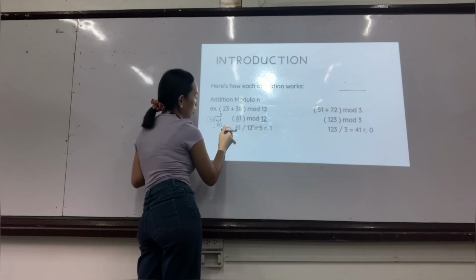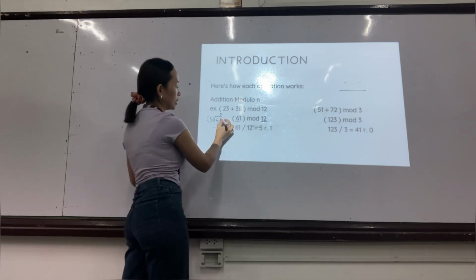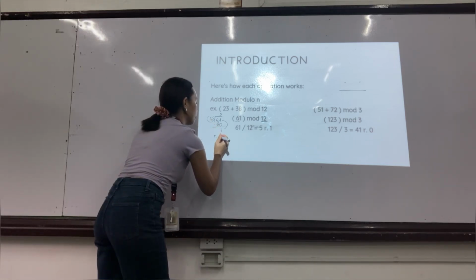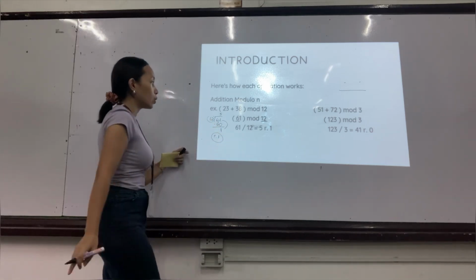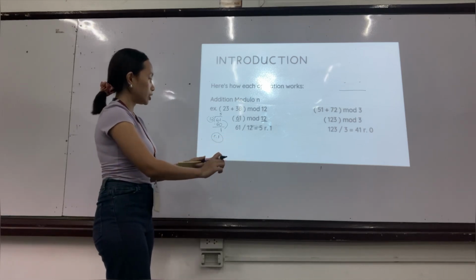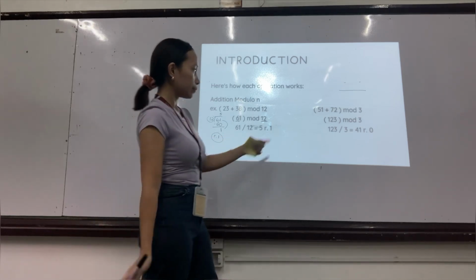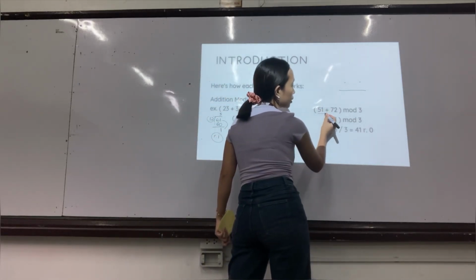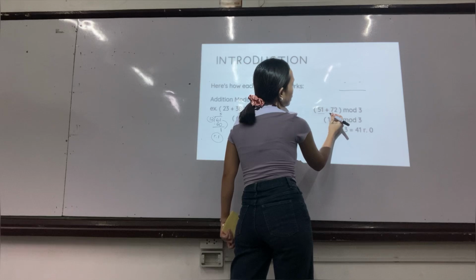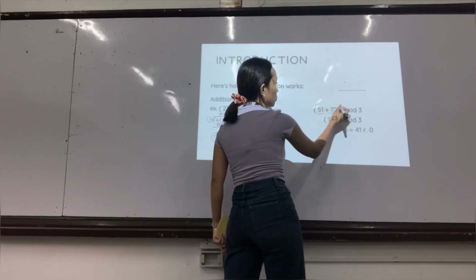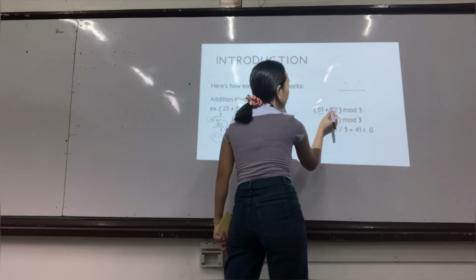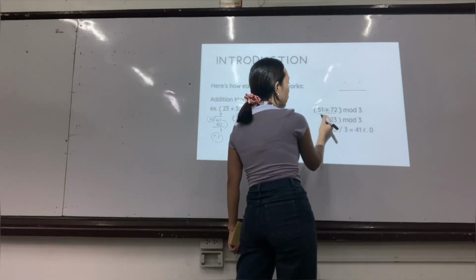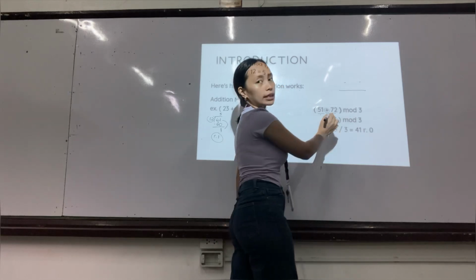Now we have to bring down the 1, and 1 is our remainder. So that is how you solve this first equation. Now, for the second one, we have the values 51 and 72. Because these two are within the parentheses and we have the addition symbol, we are going to simply add the two numbers, which results in 123.